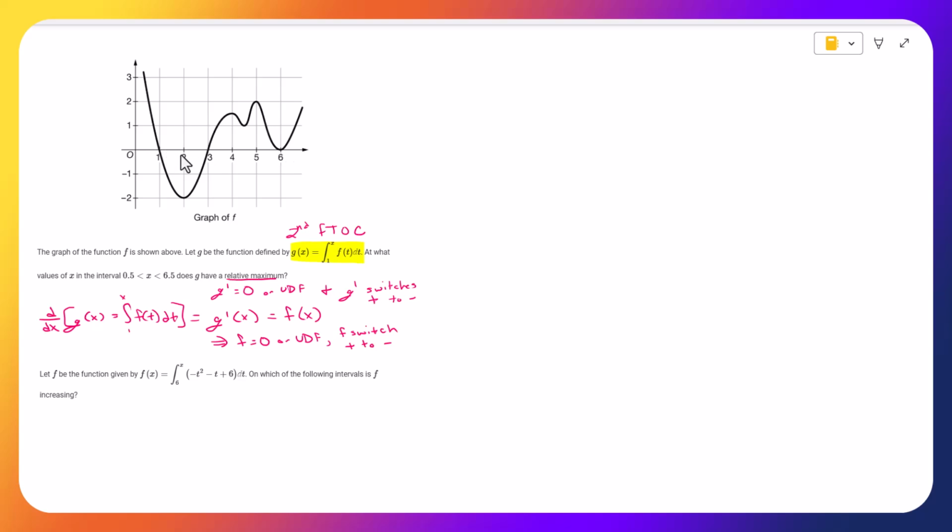Well, it's switching from positive to negative at 1 because we are above the x-axis going to below the x-axis. So positive to negative at 1. From 3, it's switching from negative to positive, so that's not a maximum, that's a minimum. And at 6, it's neither because it's positive on either side. So where does it have a relative maximum? It has a maximum at x equals 1.